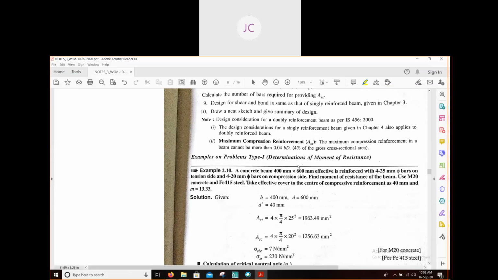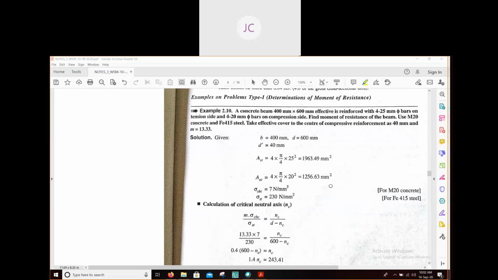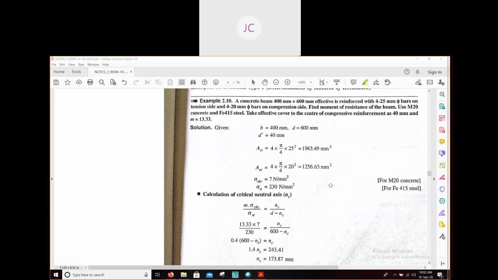Here it is written. So now you can see the problem here. All of you please go through the problem and see how they have solved it.